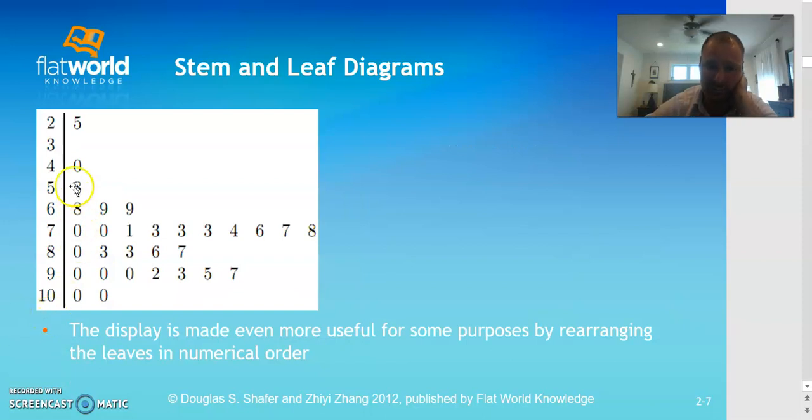So notice here we'll look at 7 in particular. It goes 0, 0, 1, 3, 3, 3, 4, 6, 7, 8. So all we're doing is putting those values in order. So we can now, if we wanted to, write these numbers from least to greatest.